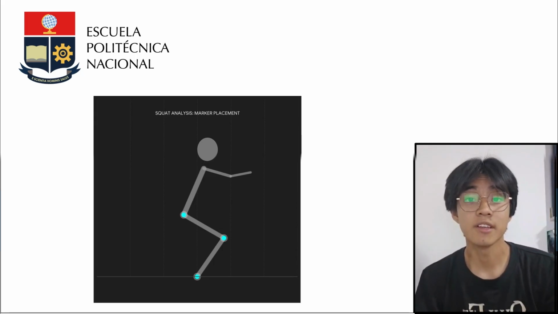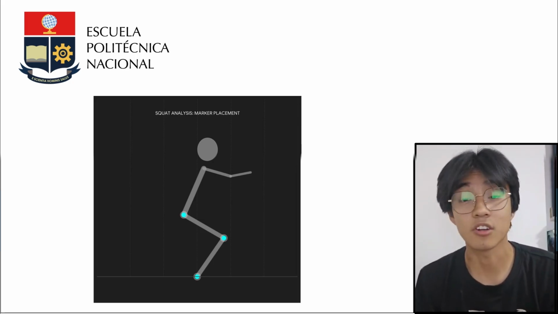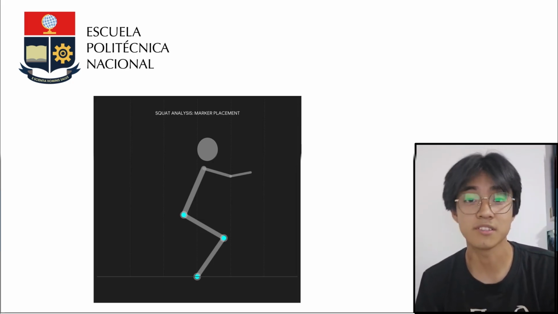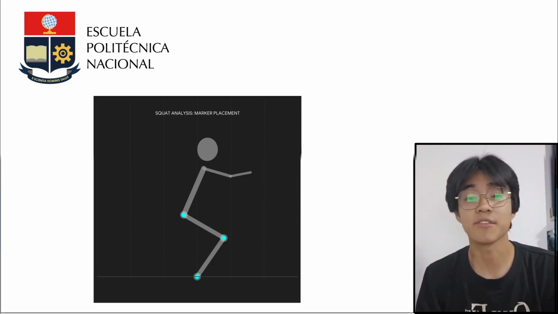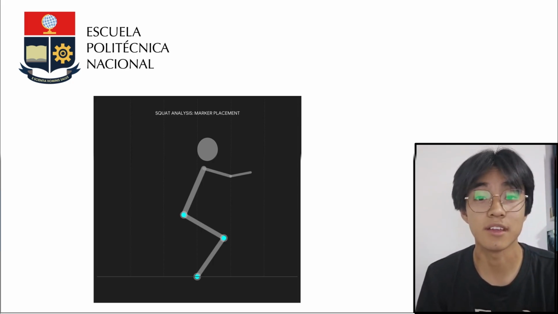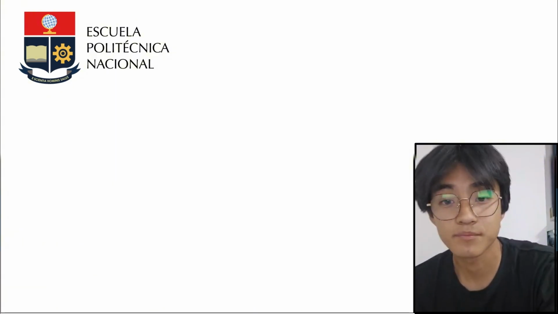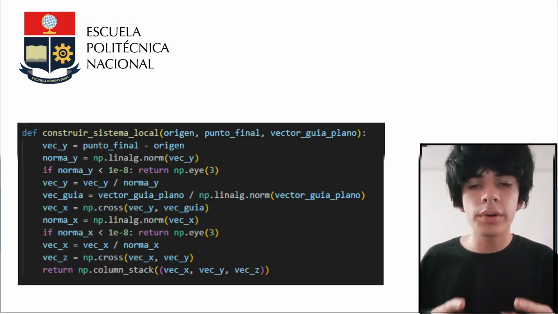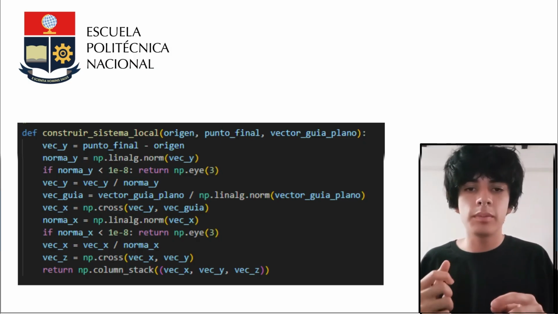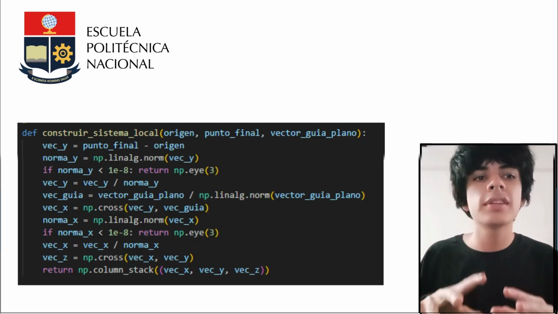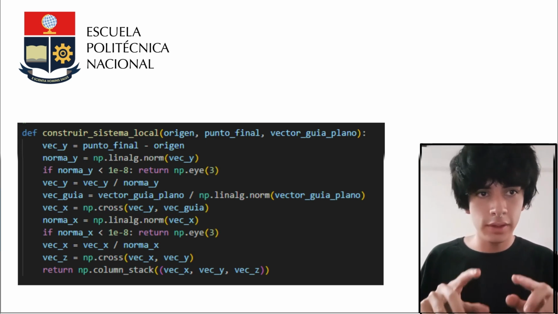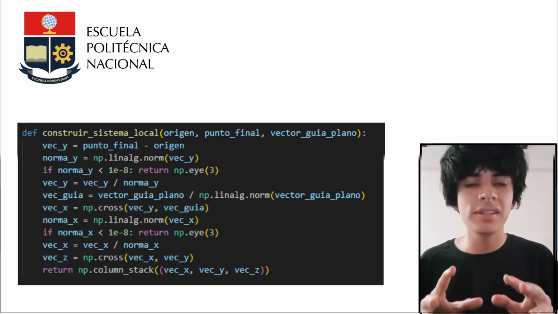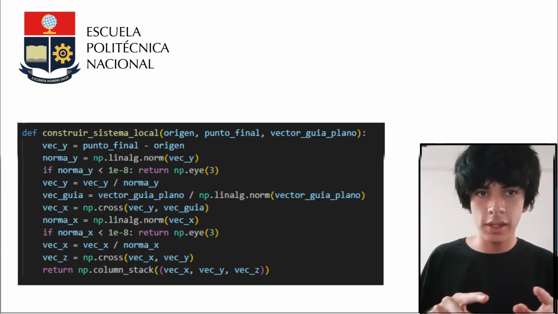This geometry is crucial because it allows our code to reconstruct the femur and tibia as rigid segments in a 3D space, which is the foundation for determining the range of motion. Once we obtain the raw coordinate files from the experiment that we made in the lab, we process them using our Python algorithm. The core of our code is the construction of a local coordinate system, or SCLs.